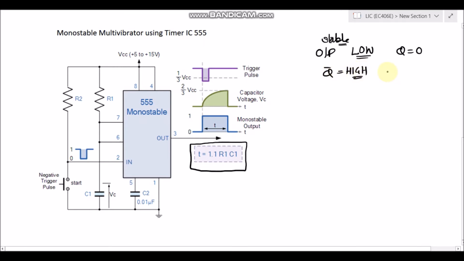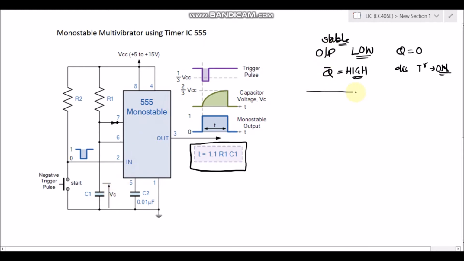When Q bar is high, the discharge transistor's base is connected to Q bar, so it will turn on. It means pin 7 will be shorted, or connected to ground internally through the transistor. We can say it is shorted, or pin 7 is connected to pin 1, ground. Thereby this capacitor will be fully discharged. There will be no voltage across this capacitor. So this is the stable state.